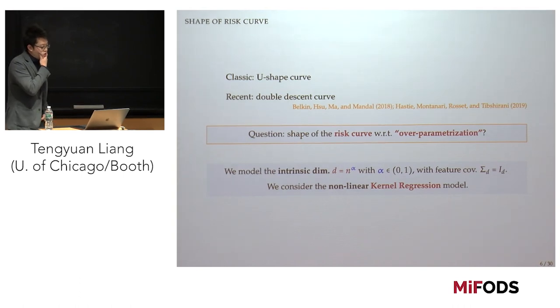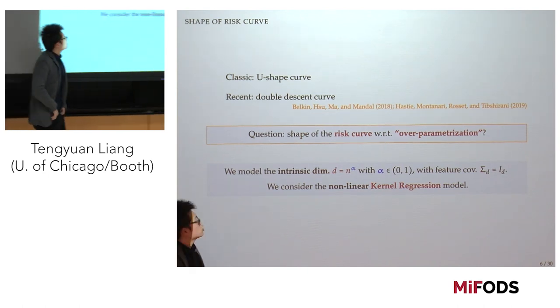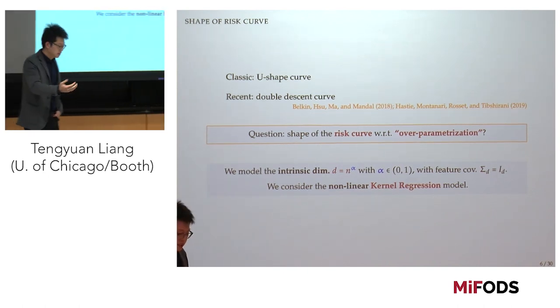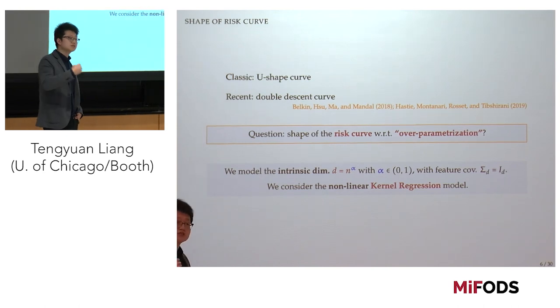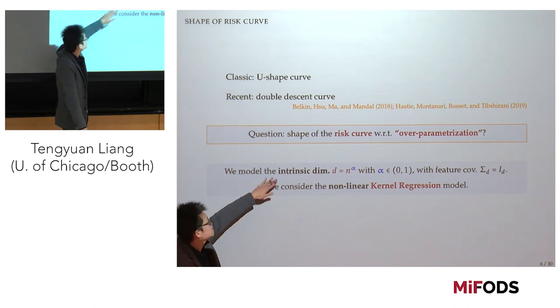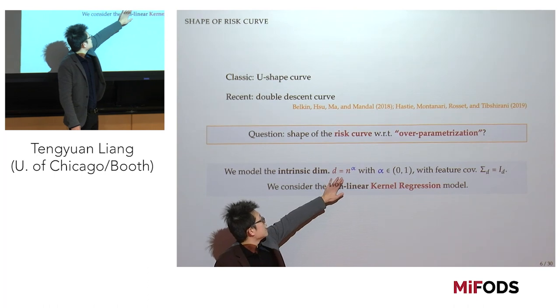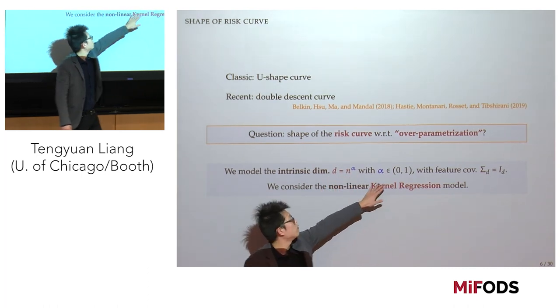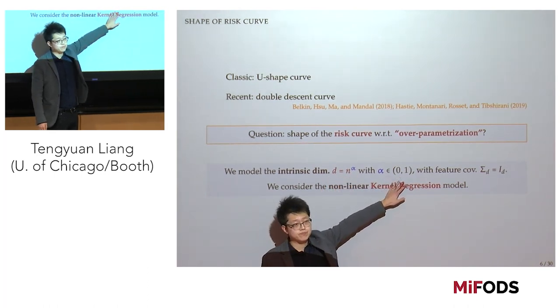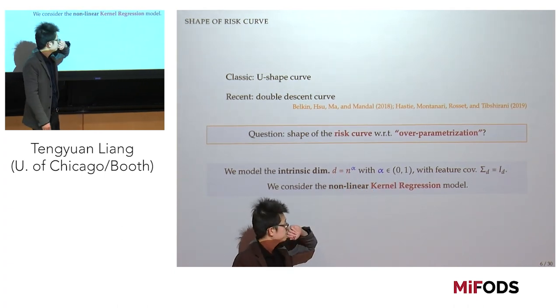Okay, so you have to impose some mathematical model. There are two approaches. Either you model the input dimension and say there is some effective intrinsic dimension that is much smaller than the true dimension. Here we take a different, simple approach. We just directly model the intrinsic dimension, d, as n to a certain power alpha, where alpha is between 0 and 1. So somehow the intrinsic dimension scales with n in a certain polynomial way.